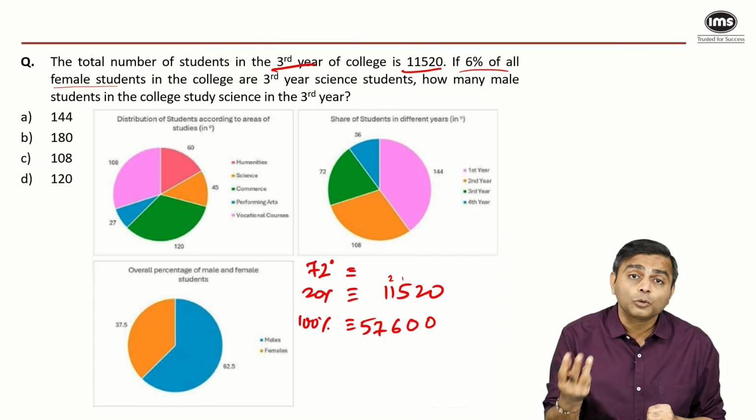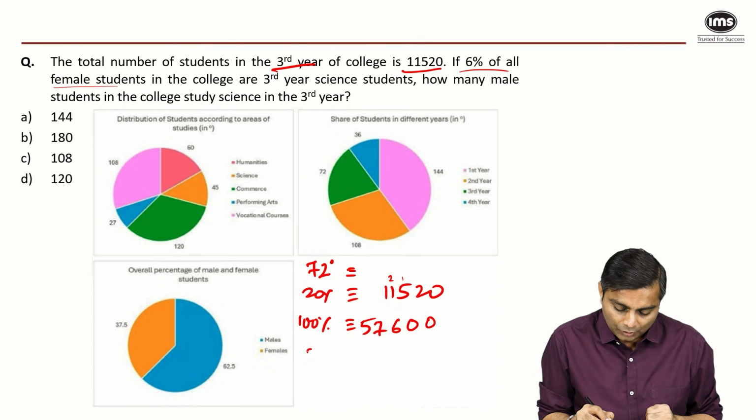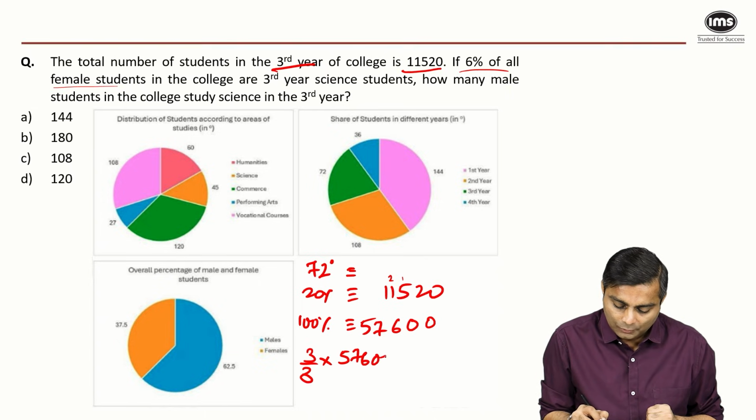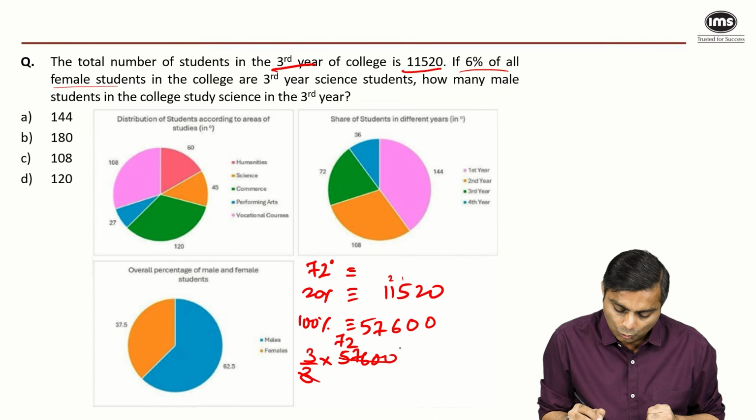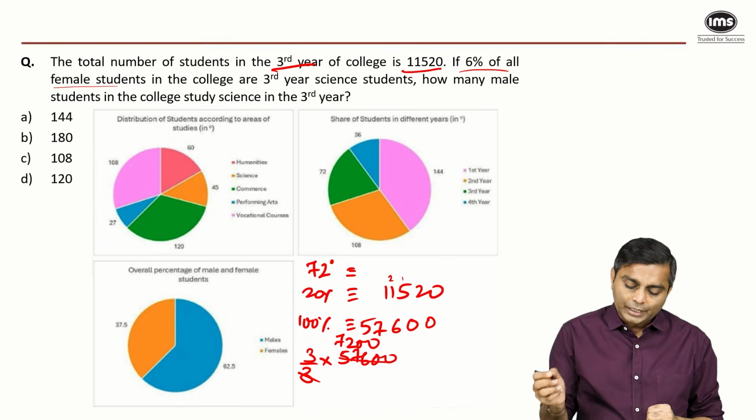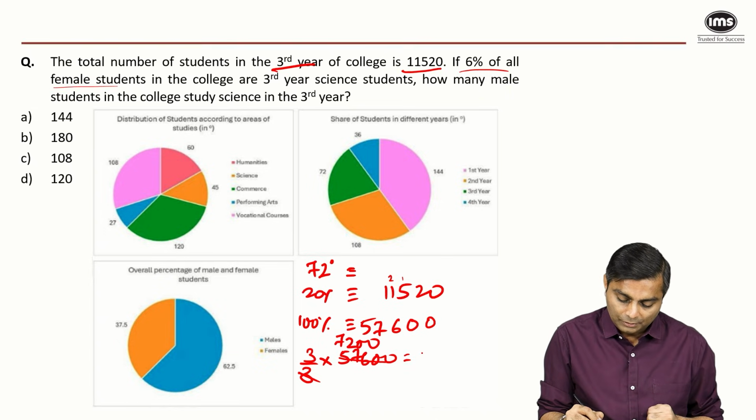So first we need to find the total number of females. The total number of females, you know, is 3/8. So 3/8 of 576 with 2 zeros. So 8 7 56 and 16. So 7200. 3 into 7200 is nothing but 21,600.